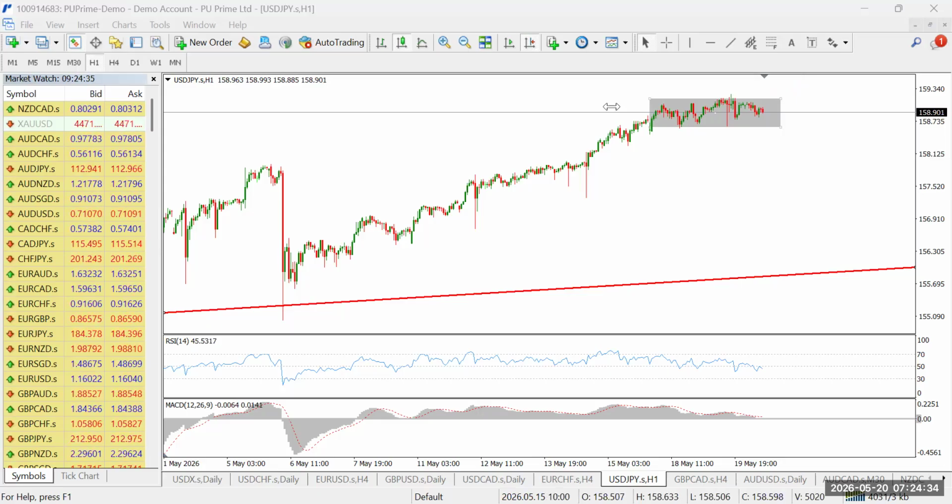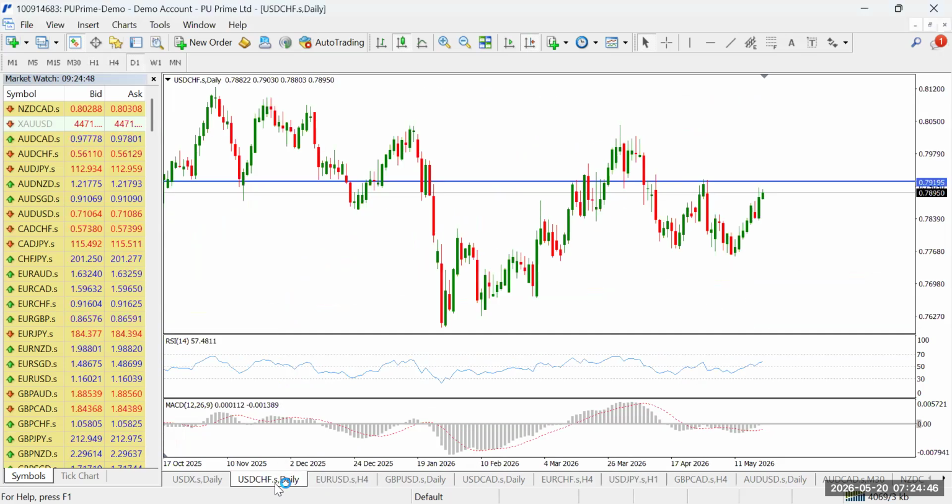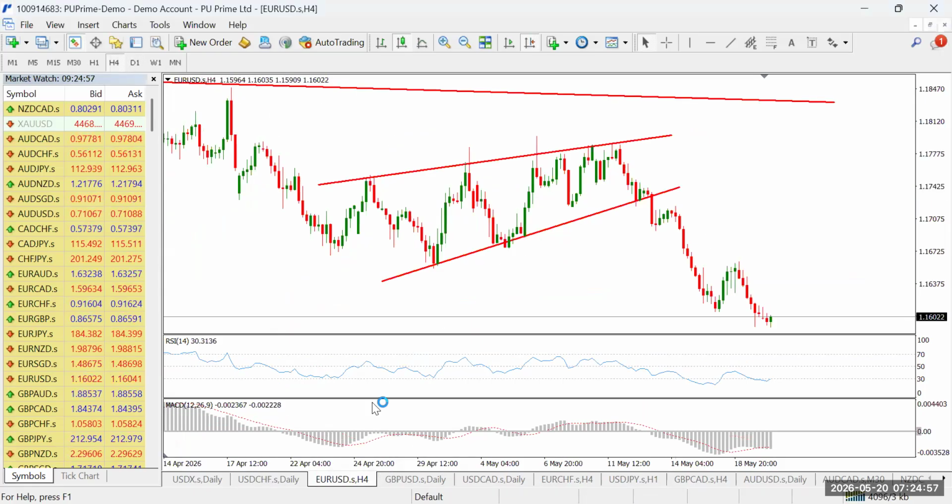All right, so we look at gold. Stanley Odion, please give me the name of the trading app. This is MetaTrader. It's downloaded on our platform, on our website, puprime.com.